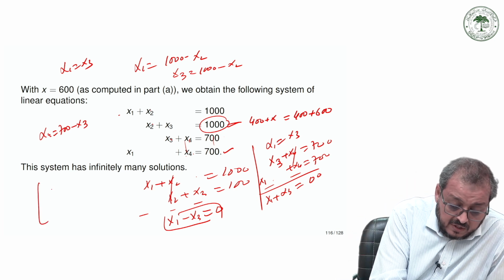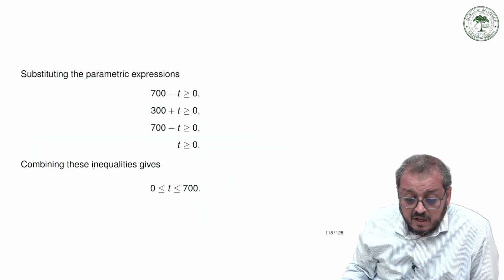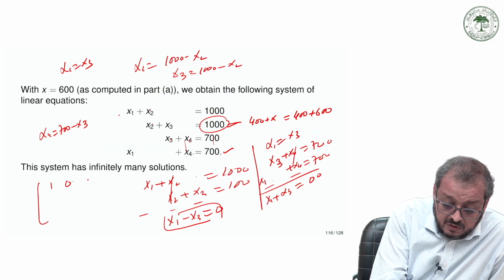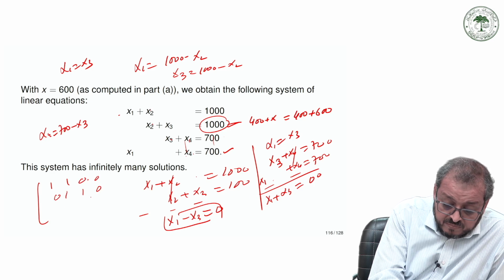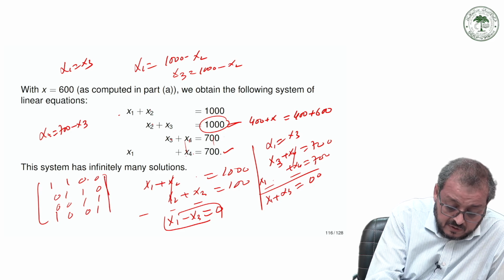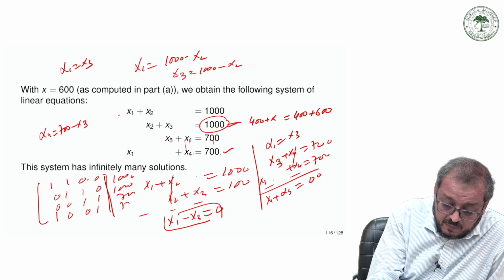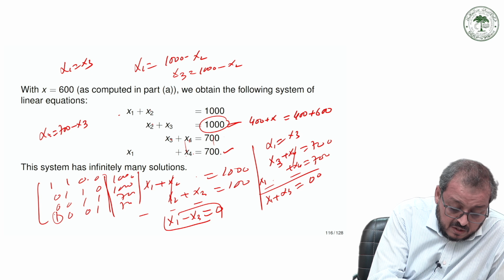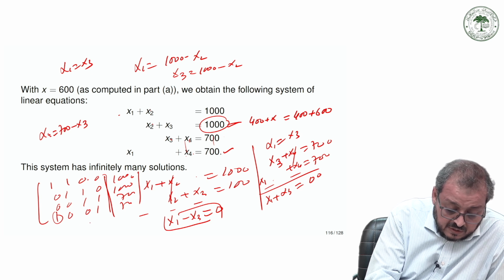If you write it in matrix form, we have 1 1 0 0, then 0 1 1 0, then 0 0 1 1, then 1 0 0 1, and then the right side 1000, 1000, 700, 700. Now you just check here, you have to make this minus row 2, and then you can get this system.